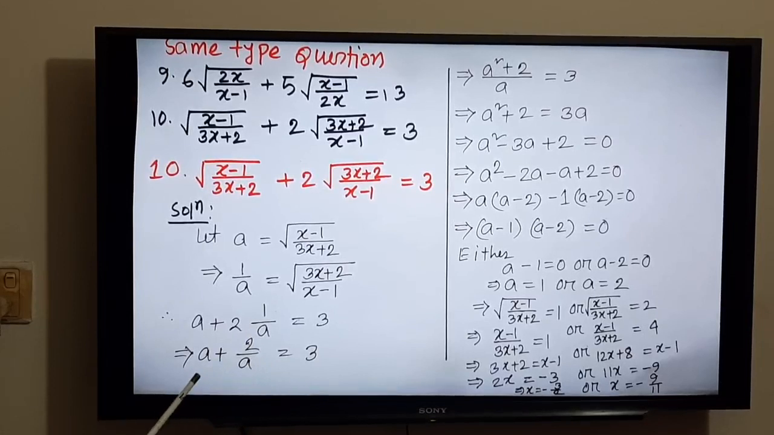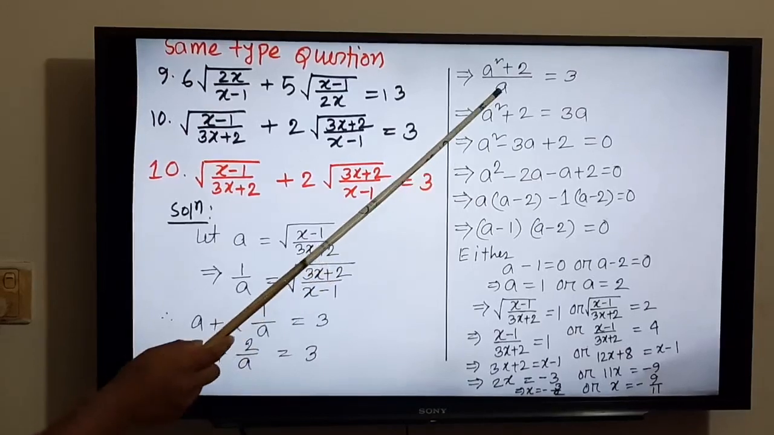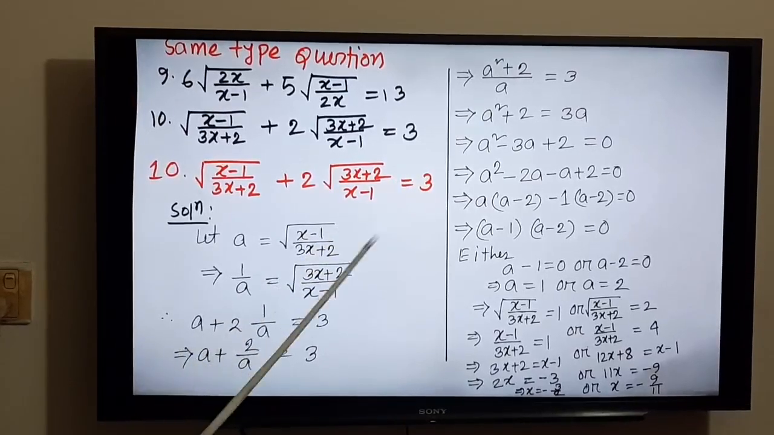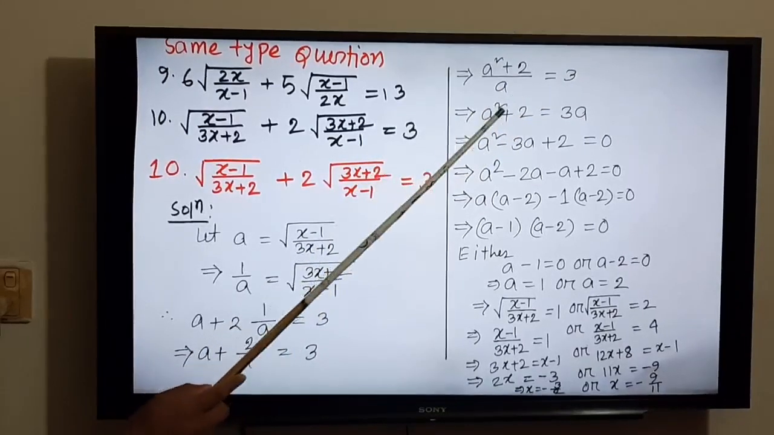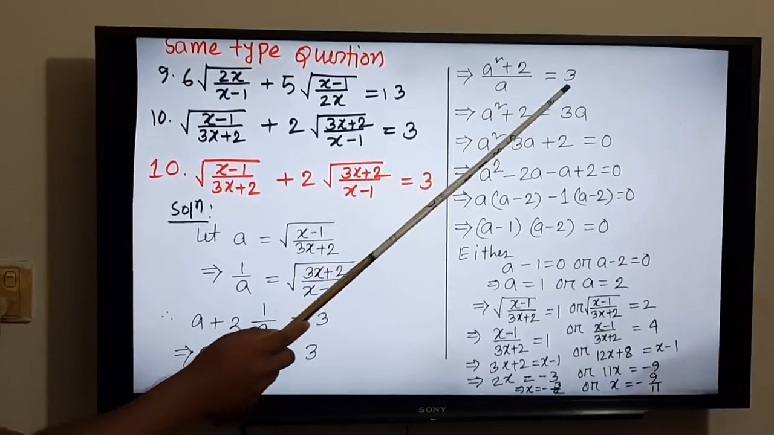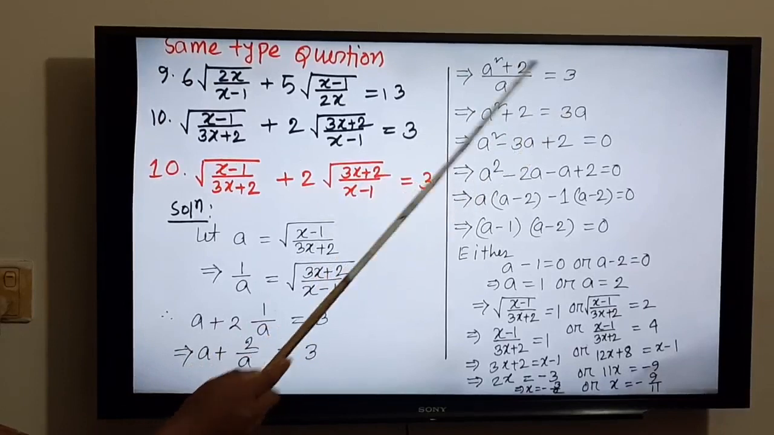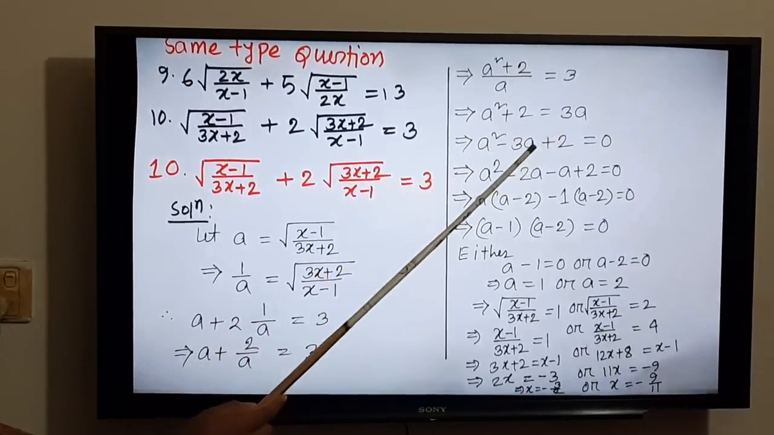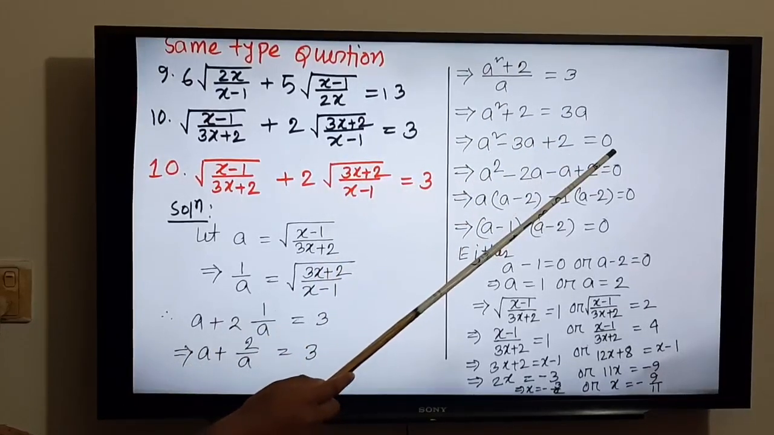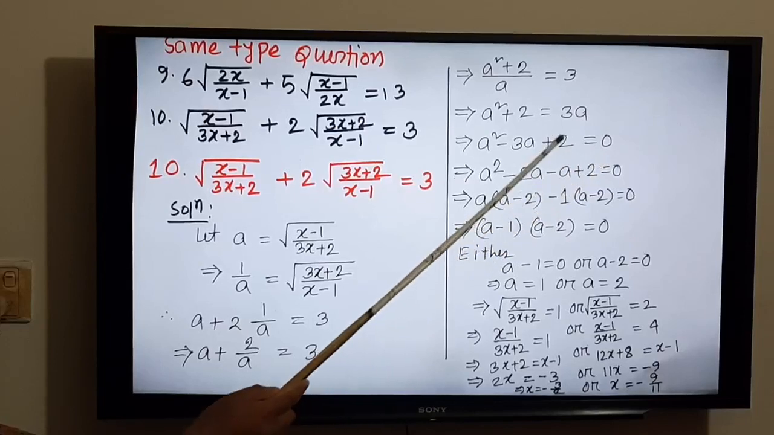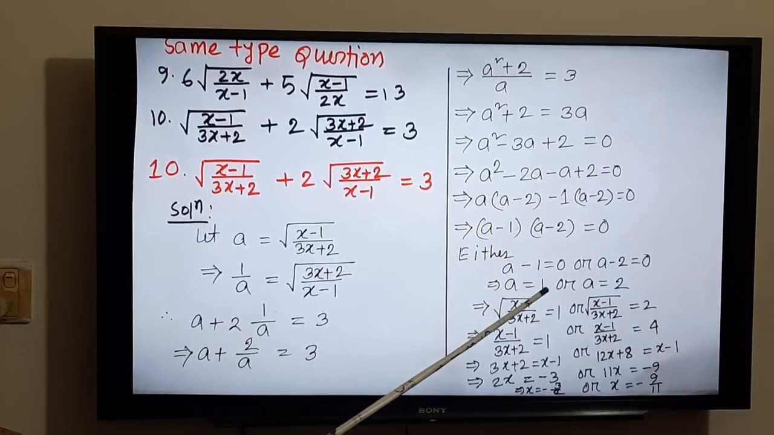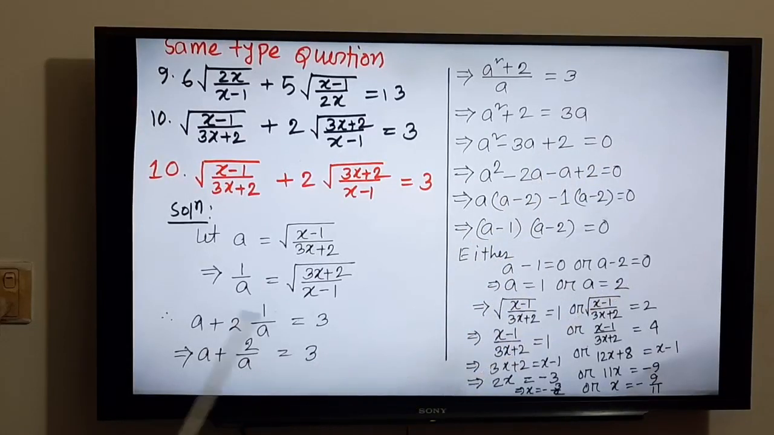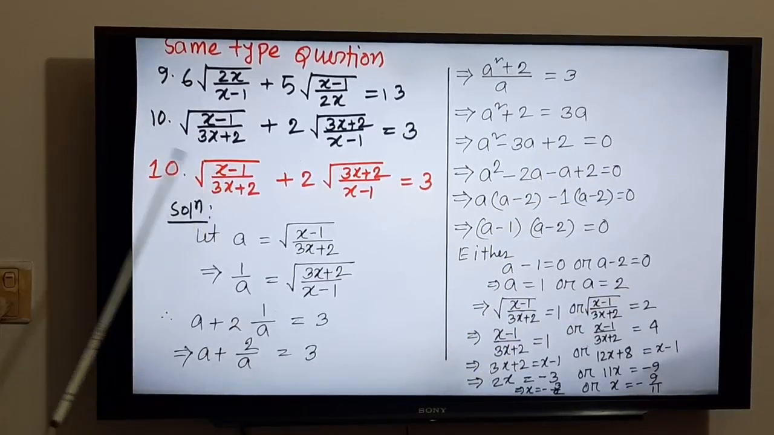Taking the LCM in the denominator, a square plus 2 is equal to 3a by cross multiplication. Then a square minus 3a plus 2 is equal to 0. Then by the middle term split we get the values a is equal to 1 and a is equal to 2, but our variable is x.